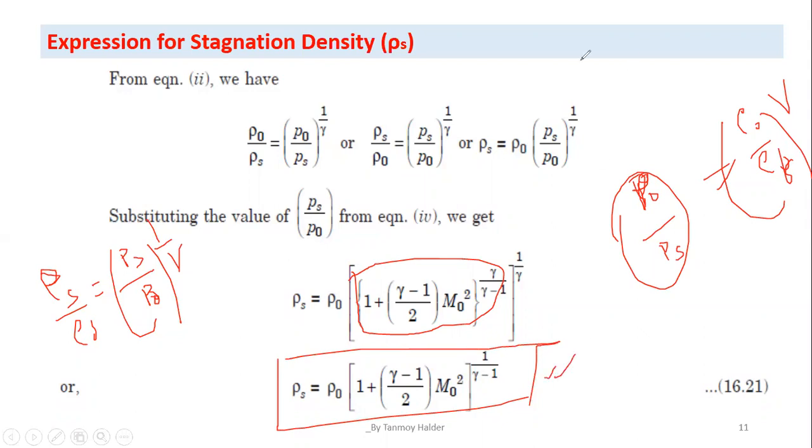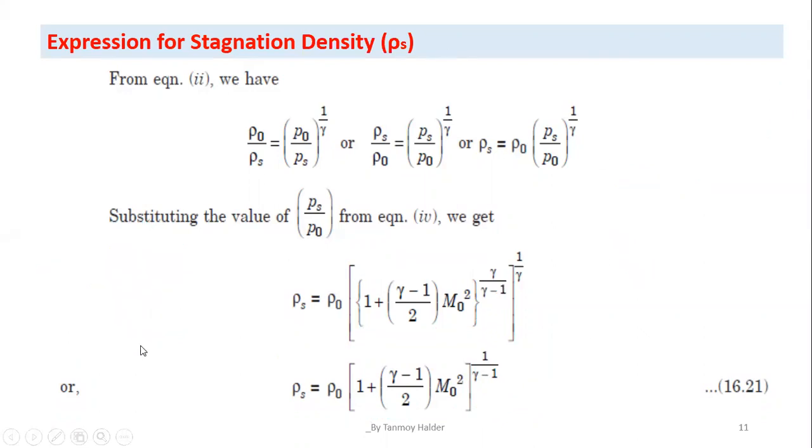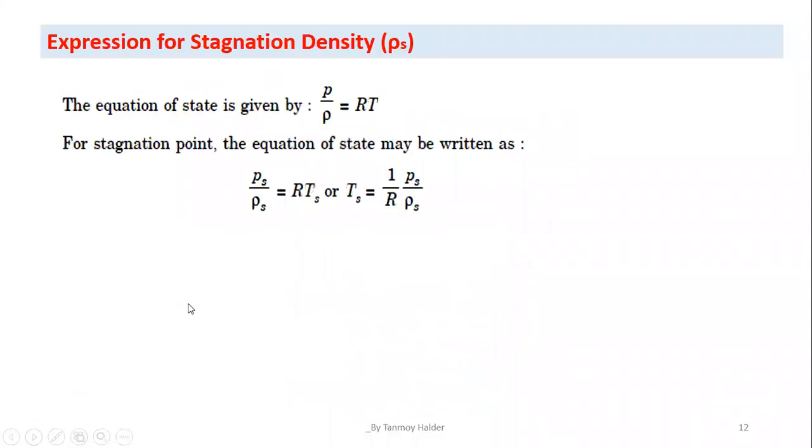This is another property, note it. We should also note the derivation as well. The third one is temperature. Now see, we already know one more thing, that is P by rho is equal to RT. So PS by rho is equal to RTS, and TS is equal to 1 by R times PS by rho S.